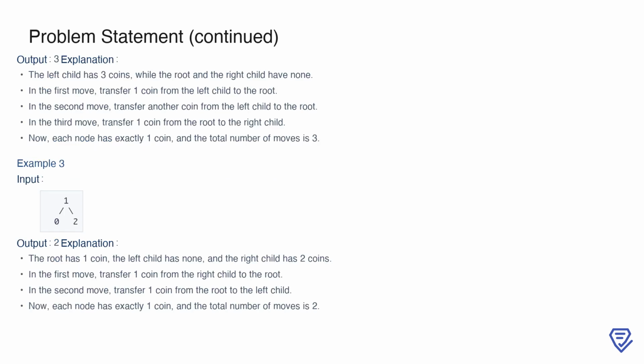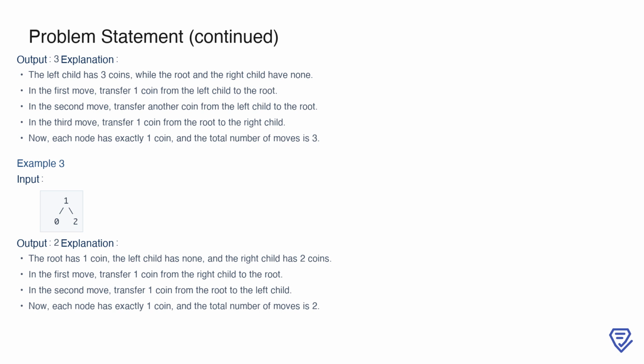In the third example, the root has 1 coin, the left child has none, and the right child has 2 coins. The redistribution process begins by transferring one coin from the right child to the root. This brings the root's coin count to 2. In the second move, a coin is transferred from the root to the left child. At this point, all nodes have exactly one coin, making the total number of moves required 2.